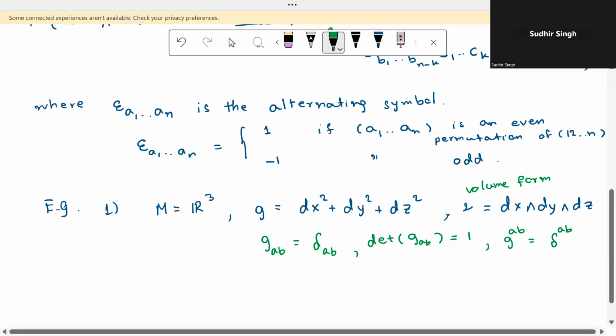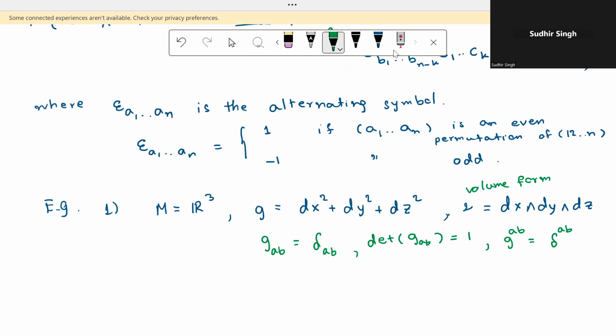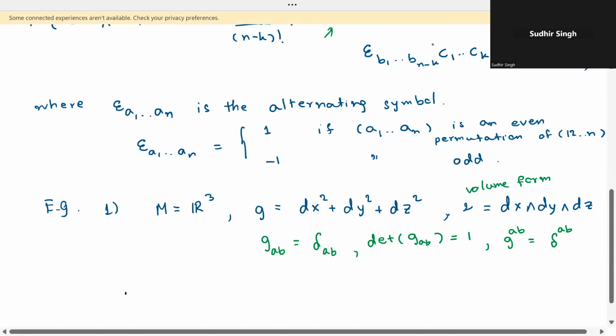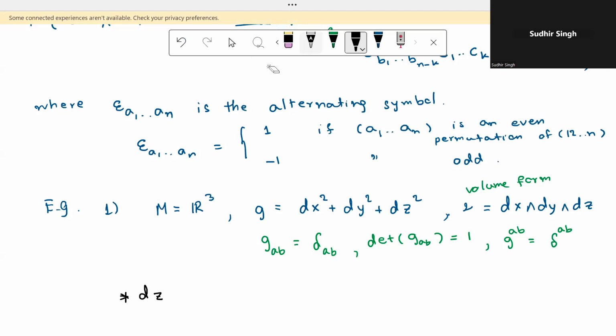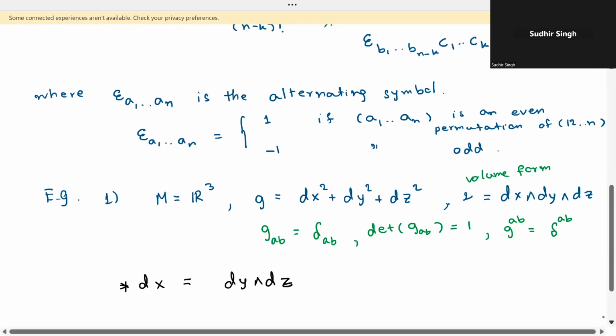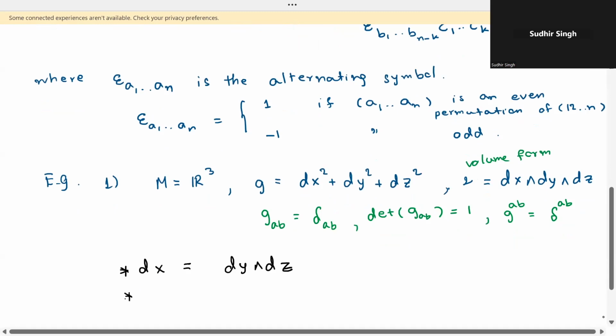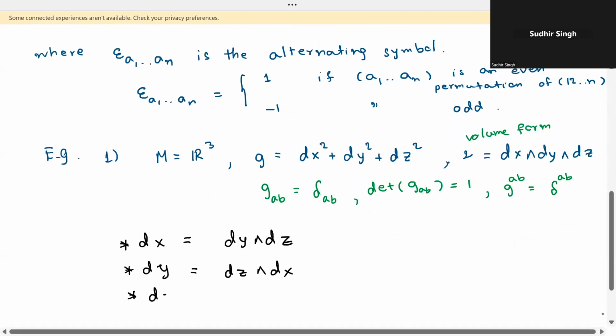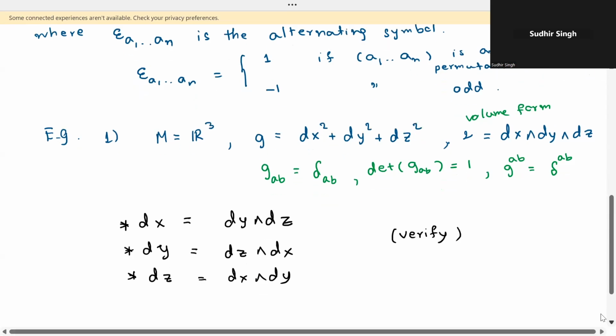So if you put this in, you will see that the Hodge dual of dx will be dy wedge dz, and of dy will be dz wedge dx, and of dz will be this. I ask you to verify this.